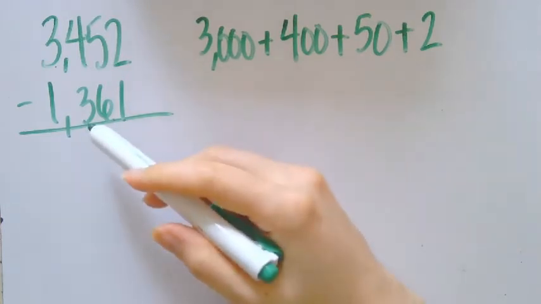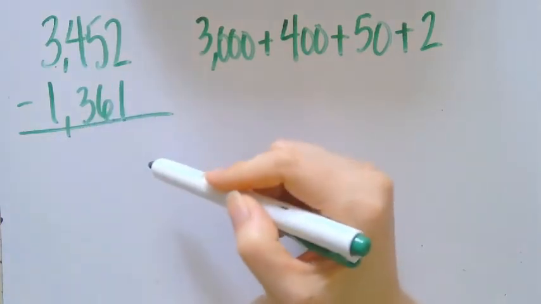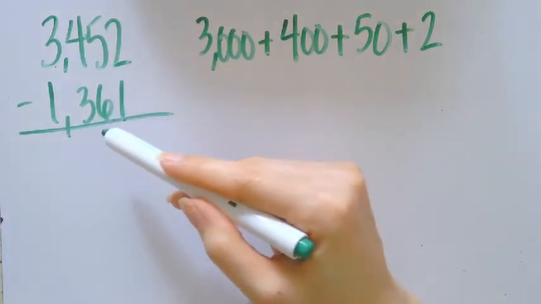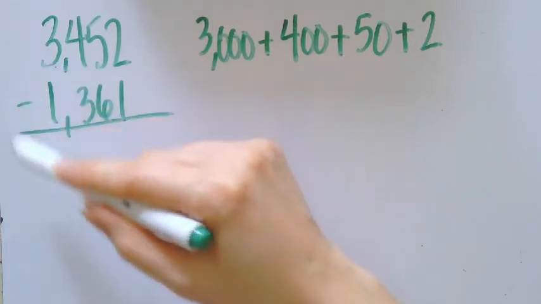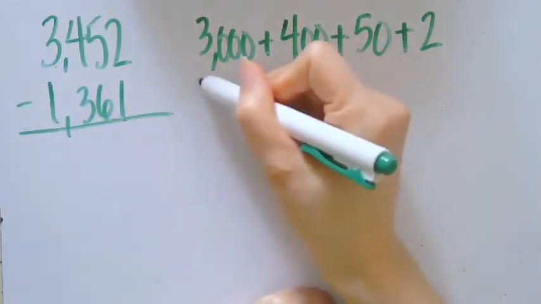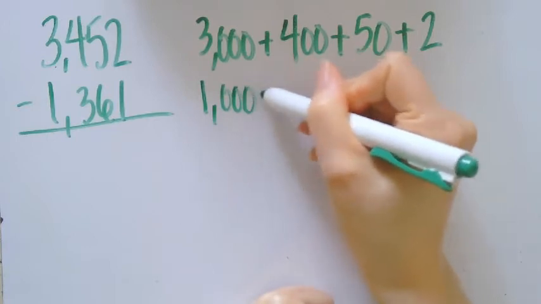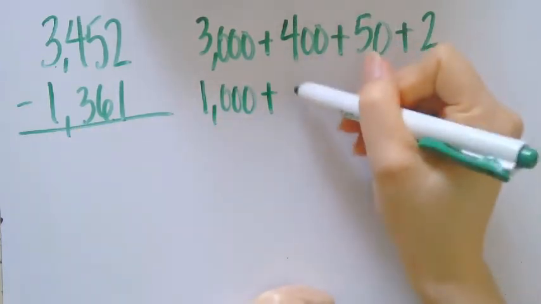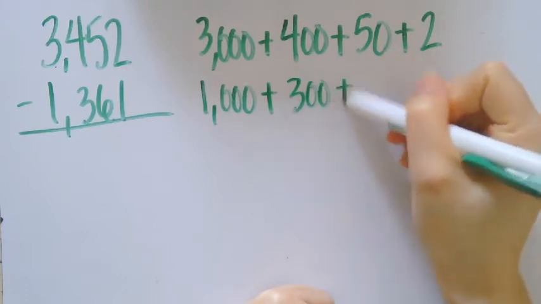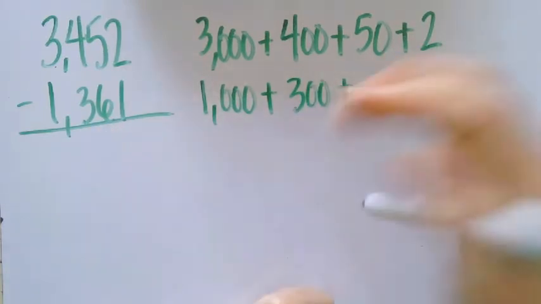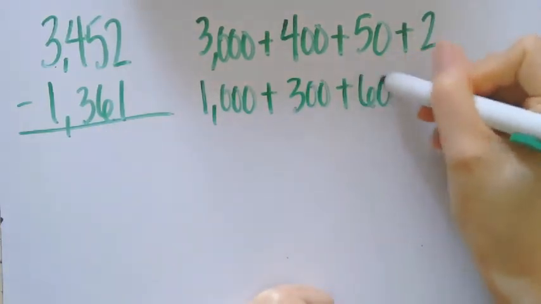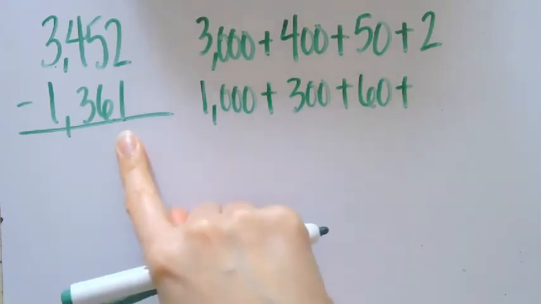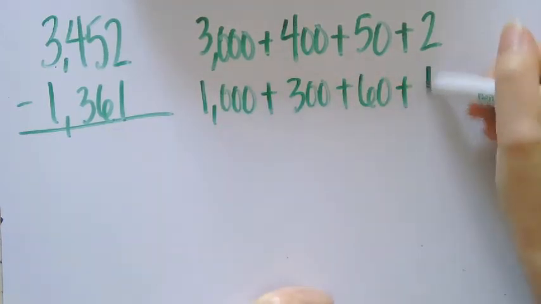All right, I'm going to do the same thing for that bottom set. 1,361. 1 represents how many thousands? 1,000. 3 represents how many hundreds? 3 hundreds. 6 in the tens place? 60. Ones place? 1.